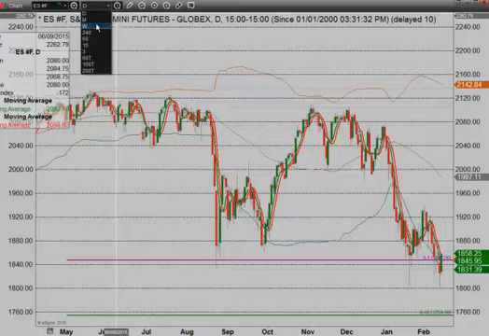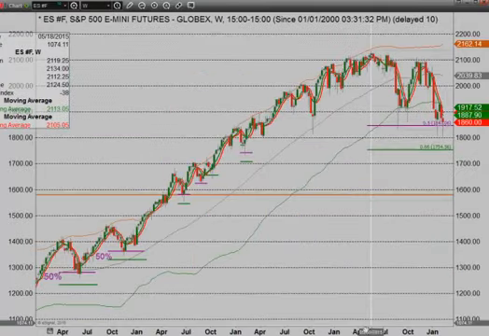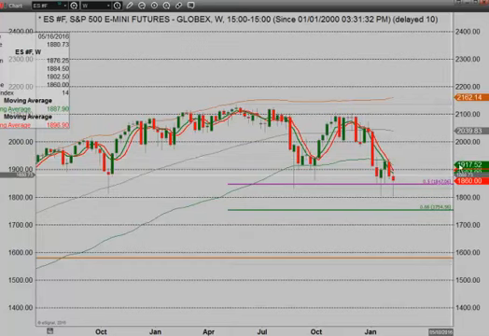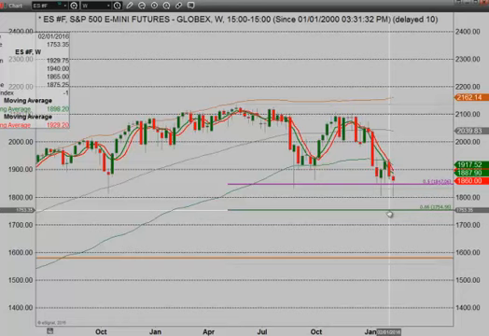I started nibbling in my personal account in here Friday, and I like that. I like it because you have a double bottom. I was saying before I'd really like to see a test of 1750 or so in the S&Ps. That may be a little bit optimistic on my part.